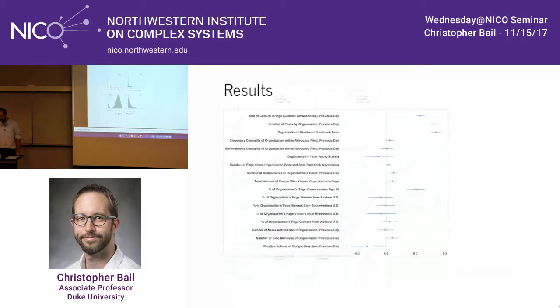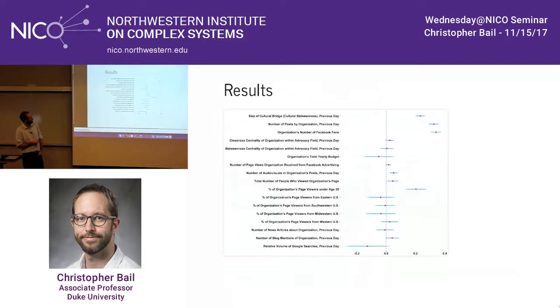Here's the results of some negative binomial regression models. We run many other different types of models and get very similar results. The key story here is up here, the size of the cultural bridge, which again we measure as the cultural betweenness of the organization in the day before the outcome is observed. The only effects that are stronger in the model are the number of posts the organization makes, so they're not going to produce any comments unless they make a post. And their total number of fans has a very large effect. So if you're a large organization, you're going to have more likelihood of generating a viral social media conversation.